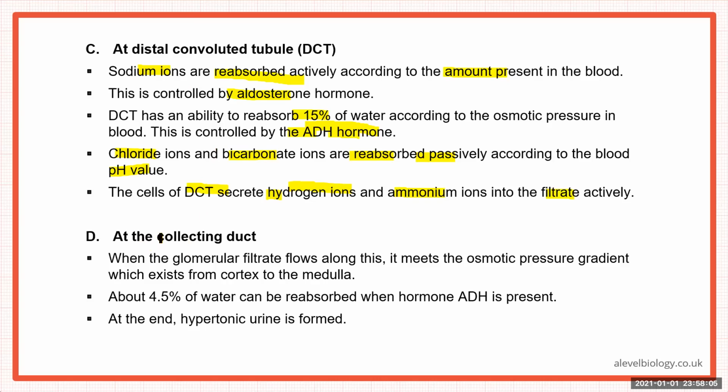Now, as we talk about the collecting duct, as the glomerular filtrate flows along it, it meets the osmotic pressure gradient which exists from the cortex to the medulla. As we were discussing, the medulla is very concentrated because of a high amount of sodium chloride. Because of that, about 4.5% of water can also be reabsorbed whenever antidiuretic hormone is present there. And at the end of it, a very hypertonic or concentrated urine will be formed.